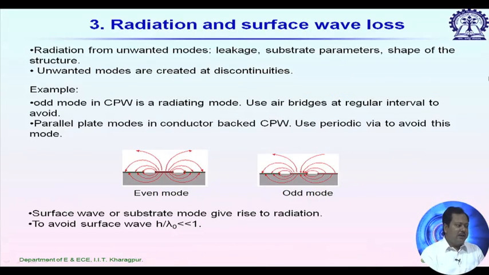Next is radiation and surface wave loss. Whenever we have any discontinuity in the structure, let us say some open-ended stuff, or any metal-dielectric discontinuity, or a dielectric-air boundary, or some impedance step in your semi-open structure, for example a microstrip impedance step, it will radiate. The amount of radiation obviously depends on the structure, and the direction of this radiation is random.